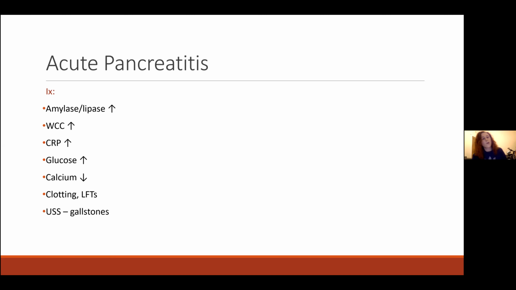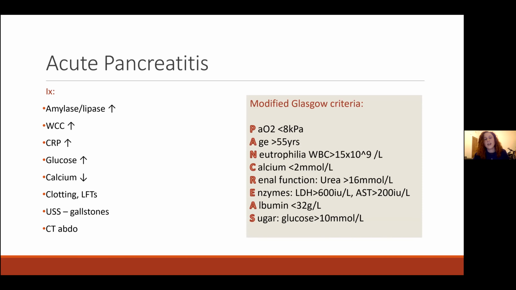You can also do an ultrasound scan to look for the cause of gallstones, and a CT abdomen. A CT abdomen is good for showing the severity and complications of pancreatitis. Okay, so on admission, you should also do a Glasgow criteria score. The criteria can be remembered by spelling out the word pancreas. So you're looking at the oxygen, the age, the neutrophils, the calcium, the urea, the enzymes, albumin, and the glucose. Okay, and this is done to measure the severity of the pancreatitis.